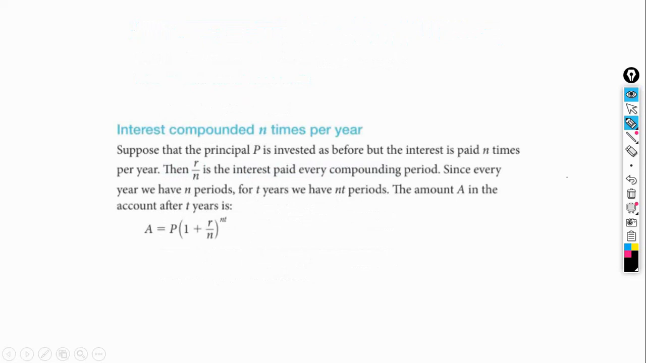Then we have the case of interest compounded n times per year. So compounded interest more than once per year has a different formula. Notice that the principal is invested, but the interest is paid n times per year. So then R over n is the interest paid every compounding period. Since every year we would have n periods for t years, we would have n times t periods. So that helps us derive the formula for the amount as equal to the principal times 1 plus r divided by n to the power of n times t.